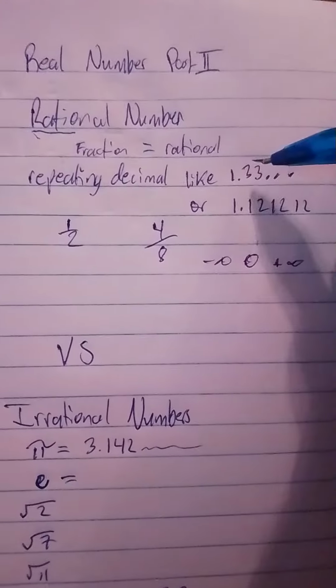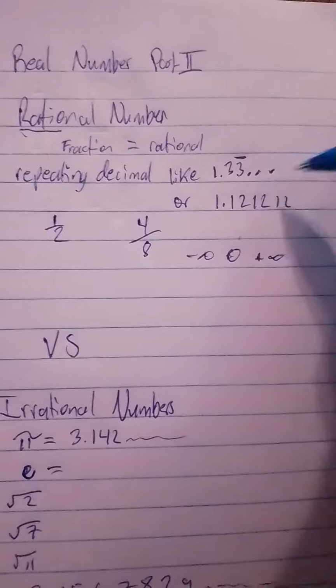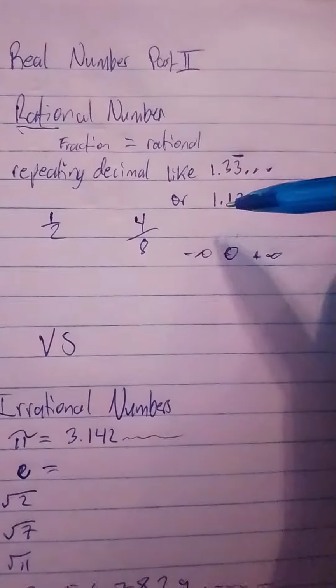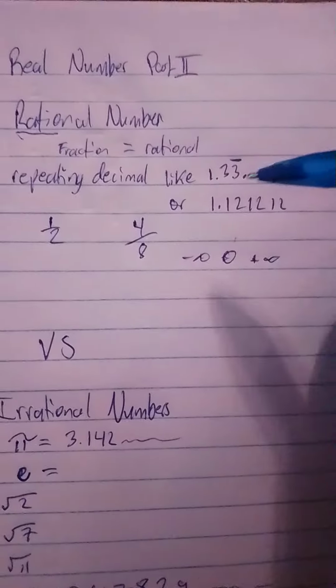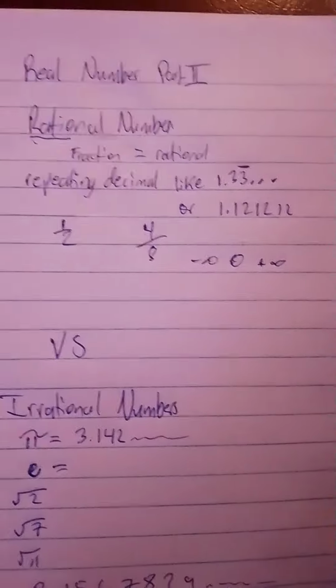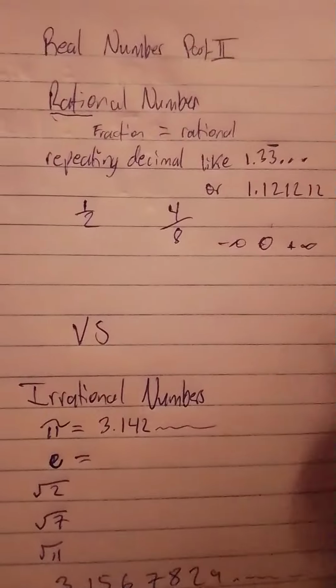Alright, so if you have a decimal that's repeating, like 1.33, and it just keeps going on and on, that is a rational number. A decimal that has a repeating pattern is also a rational number. When you have 1.12, 12, 12, or 123, 123, if it has a repeating pattern, that's a rational number.